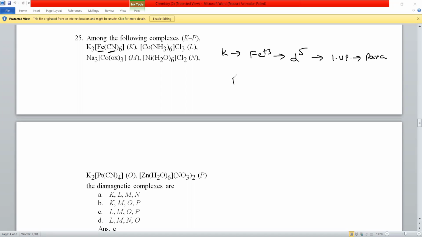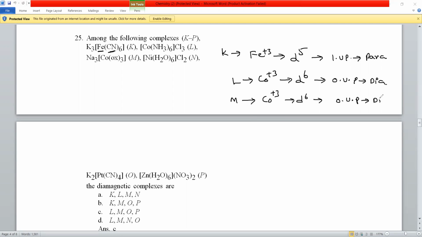So complex L we can take here. Cobalt is in the +3 state in the complex. Cobalt +3 state means d6 electronic configuration, and NH3 is a strong field ligand. So zero unpaired electrons we have to take here. Zero unpaired electrons means diamagnetic. So we'll go to complex M. Complex M also has cobalt in the +3 state, and strong field d6. It should have zero unpaired electrons, and we'll get a diamagnetic complex. And complex N, we can go here, students.